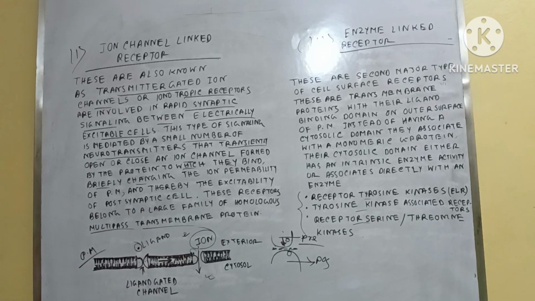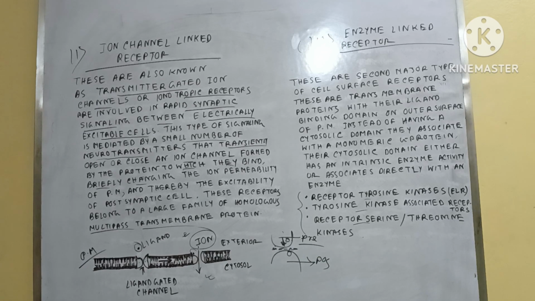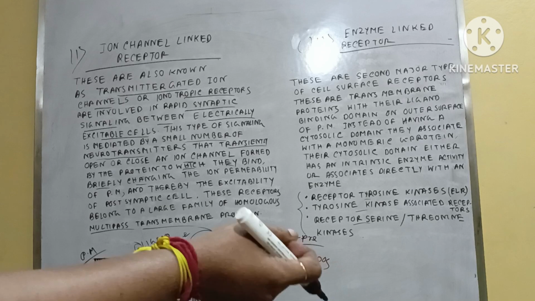Here the ionic transmission is seen. The receptors are transmembrane proteins, homologous, belonging to the family of homologous multipass transmembrane proteins. Multipass means there are many passes or many opening channels. Clear? Next is the enzyme linked receptor.